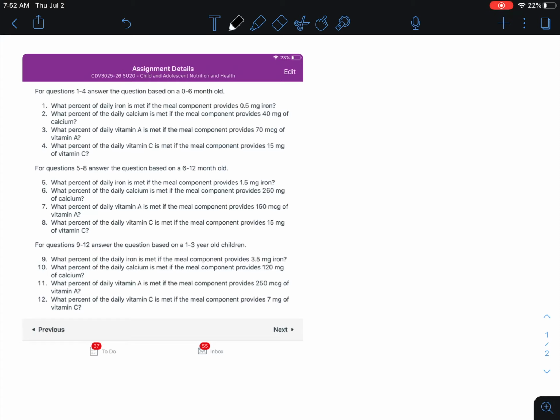Essentially, the idea behind this is to determine how much of the different vitamins and minerals the quantities are meeting for a 0 to 6 month old infant, a 6 to 12 month old infant, and then a 1 to 3 year old child.